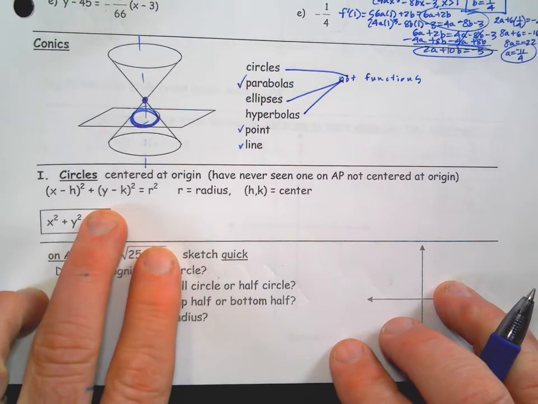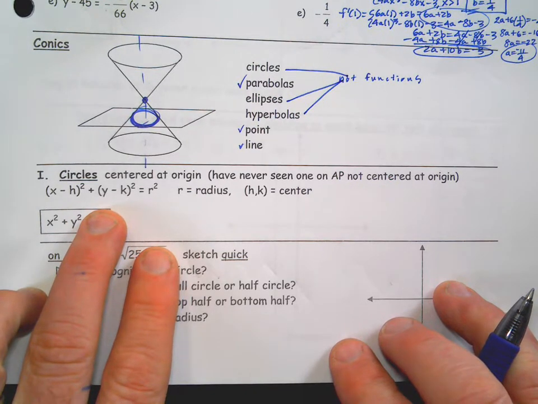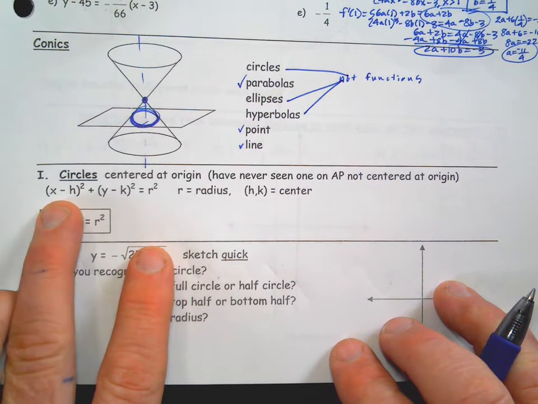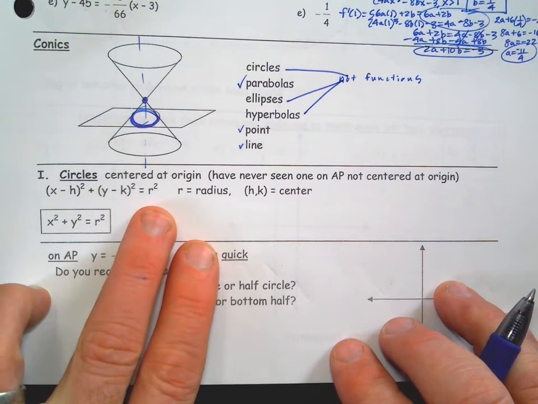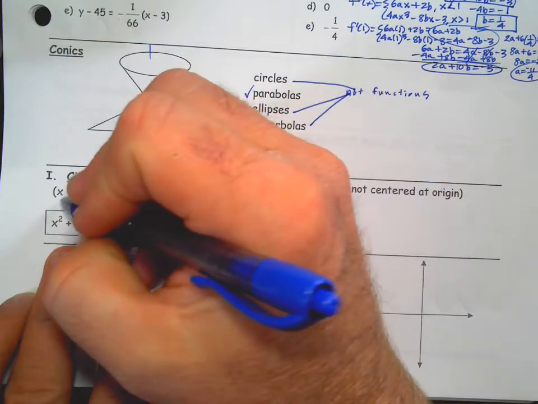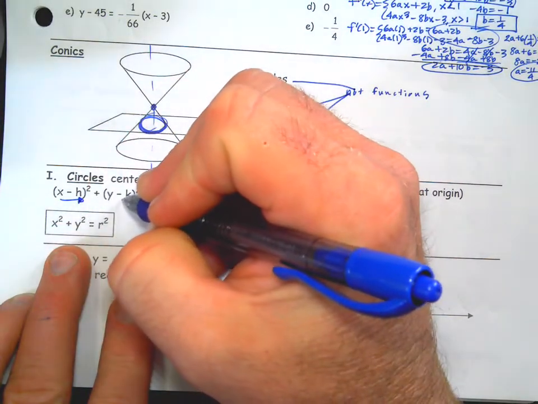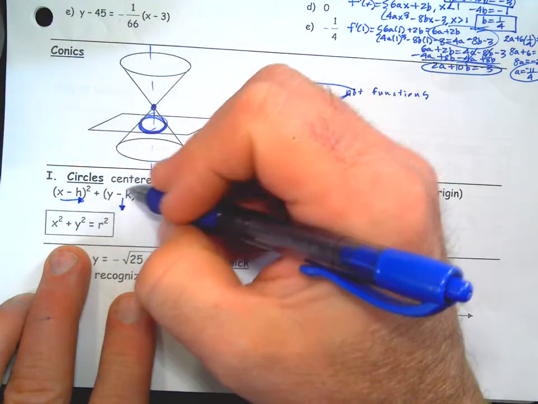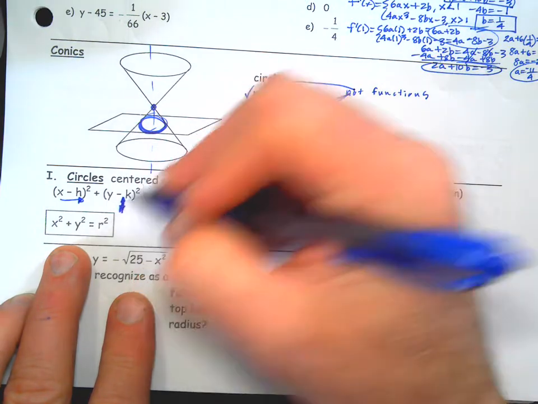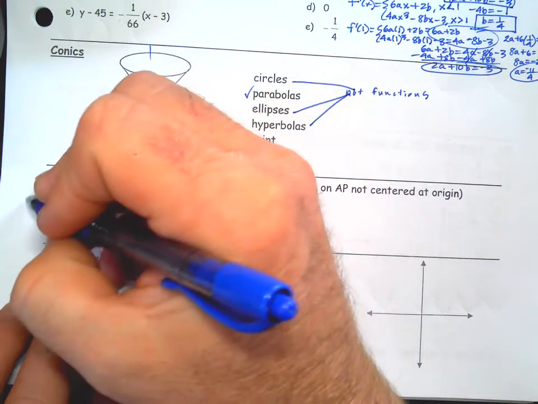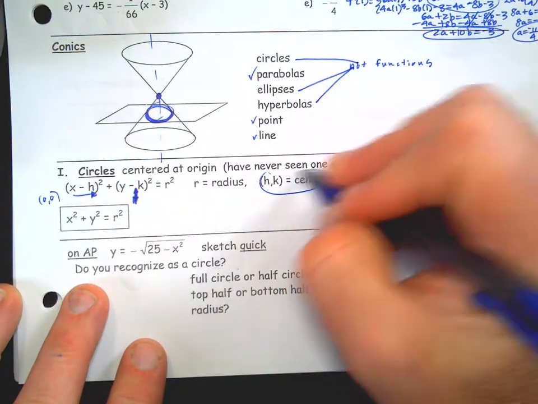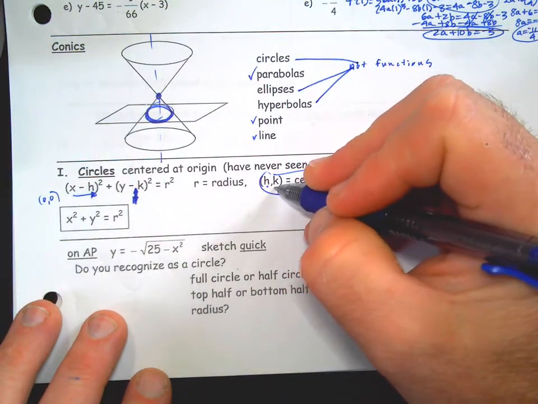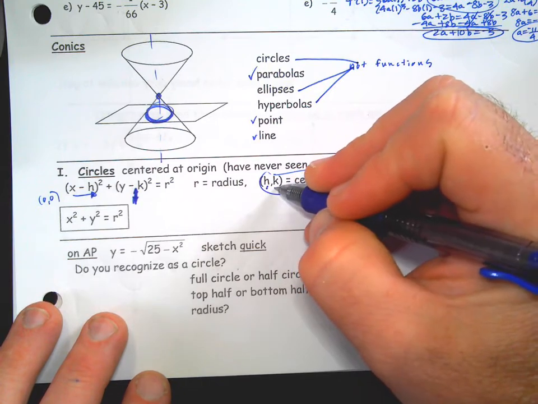So here's the general equation for a circle: (x minus h) squared plus (y minus k) squared equals r squared. h is the horizontal shift, k is the vertical shift, and the center is typically at (0, 0), but if you do any shifts on it, this is going to be the new center. Shift it left or right, shift it up or down, and you get a new center.